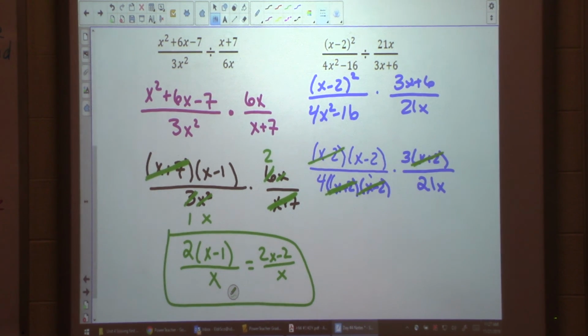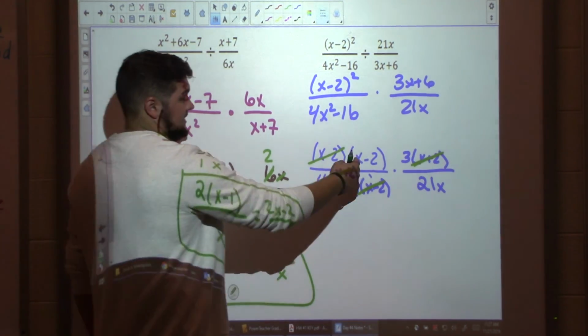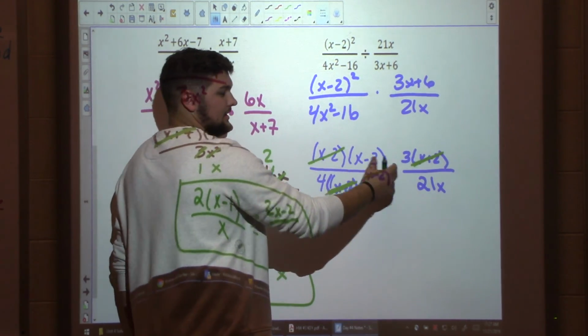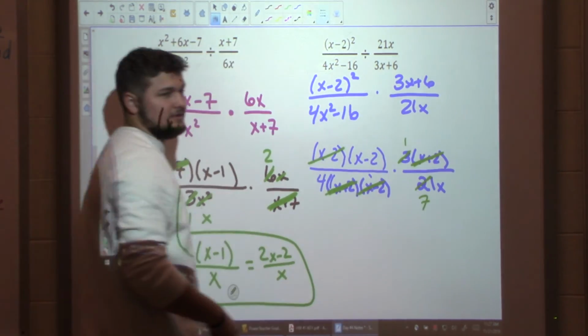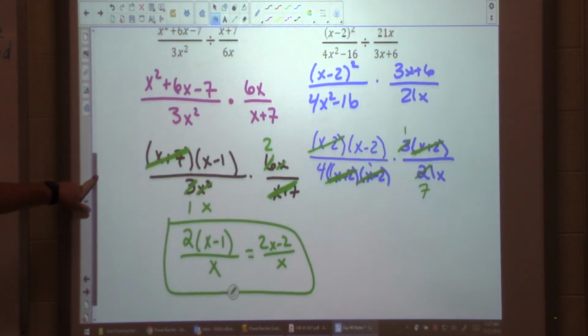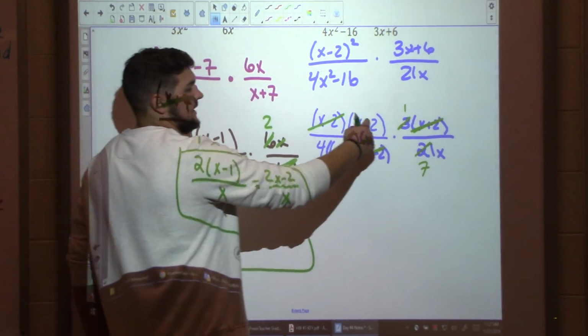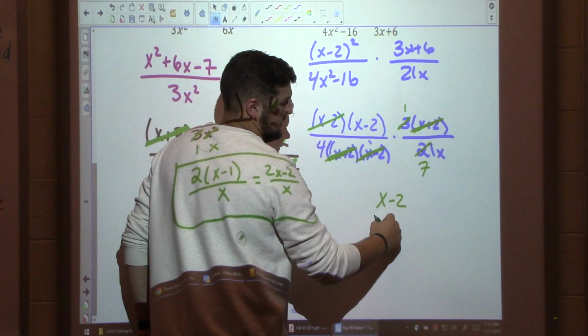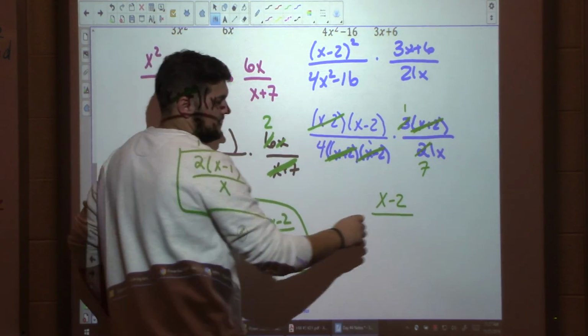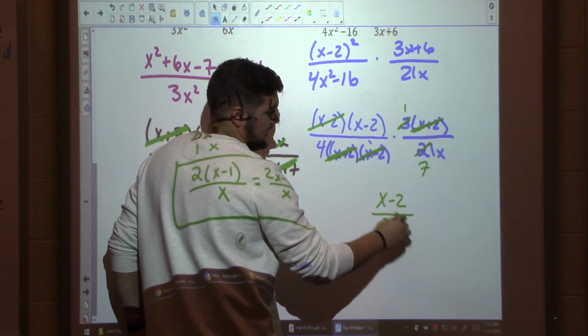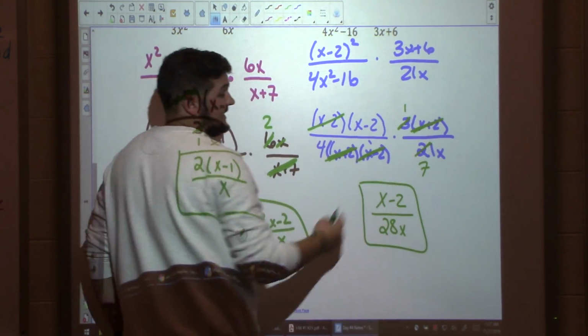Is there anything else I can simplify? There's one other thing, if you can see it. The 3 and the 21. I can't take this x and that x, because that x is x minus 2. So I can take a 3 out of 3, and a 3 out of 21 is 7. Now I can multiply x minus 2 on top over 4 times 7x, 28x. Guys, be very careful. Do not lose that x at the end.